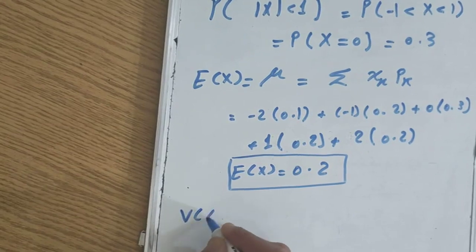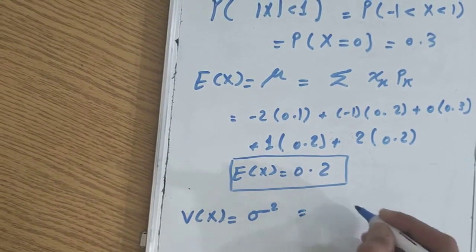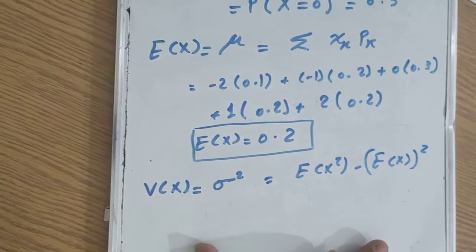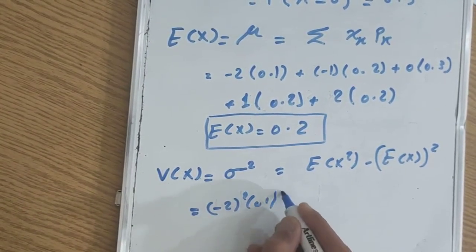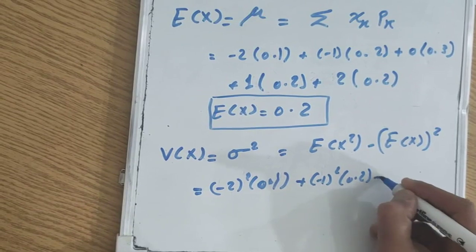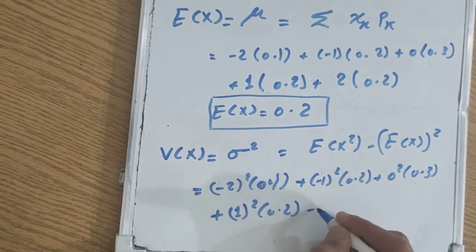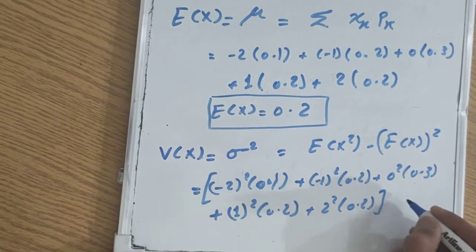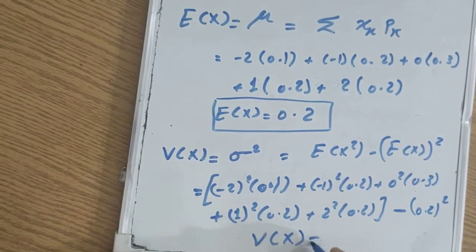Then to calculate the variance of x, or sigma squared, it is the expected value of x squared minus the expected value of x, all to the power 2. So it is equal to -2 squared times 0.1, plus -1 squared times 0.2, plus 0 squared times 0.3, plus 1 squared times 0.2, plus 2 squared times 0.2. That is the expected value of x squared, each value squared times the probability, and finally minus the mean value we calculated, squared.